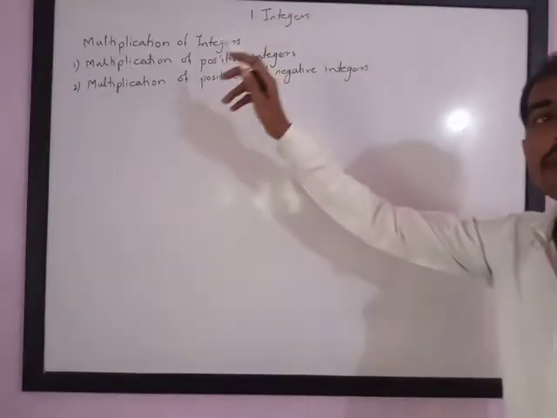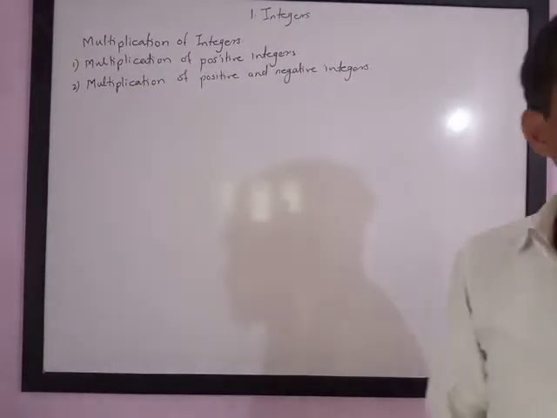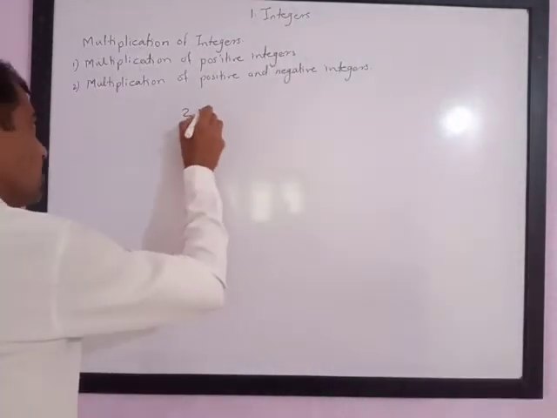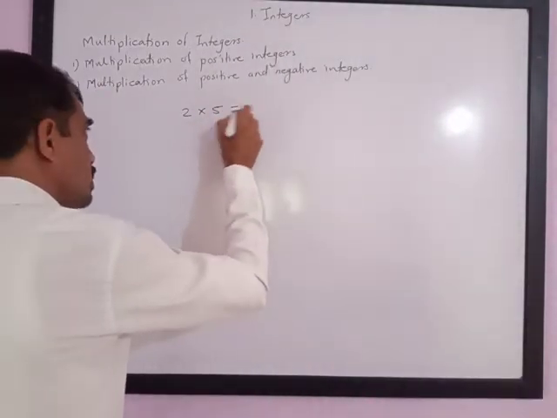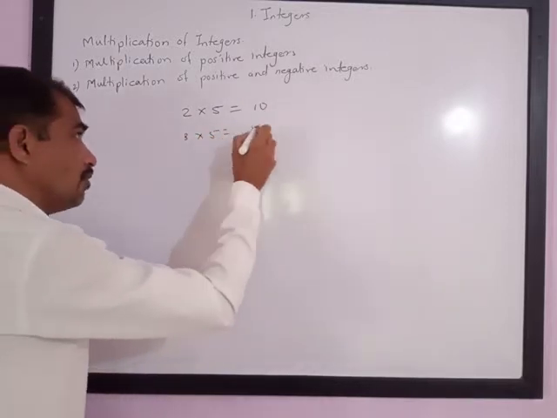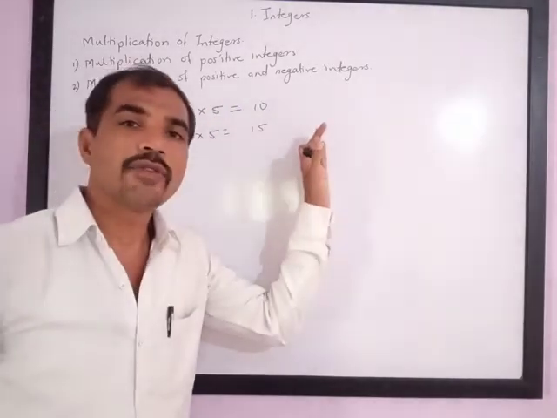In the integers chapter, the next point is multiplication of integers. First is multiplication of positive integers. We have already studied multiplication of positive integers, that is 2 into 5. Both are positive integers, this is equal to 10. Then 3 into 5, this is equal to 15. Please understand, we have already studied this with the help of a table.